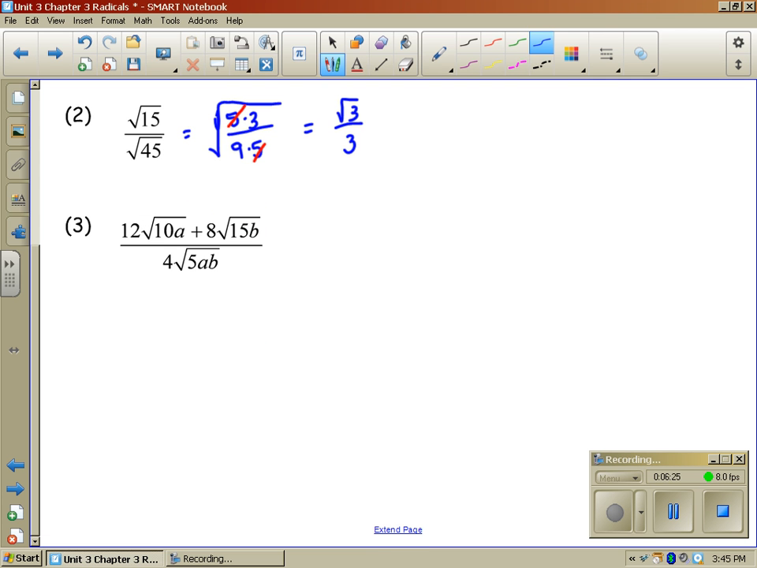Last one. None of the radicals can be simplified anymore. Square root of 10a, square root of 15b, square root of 5ab, none of those can be simplified. But what we can do is simplify this expression by writing each one under the denominator.